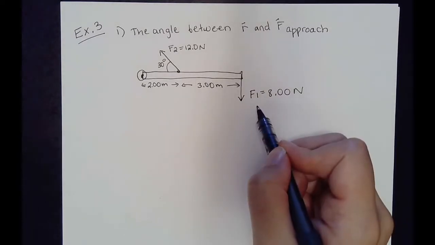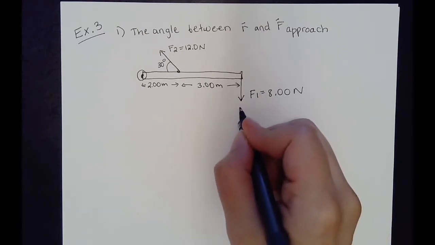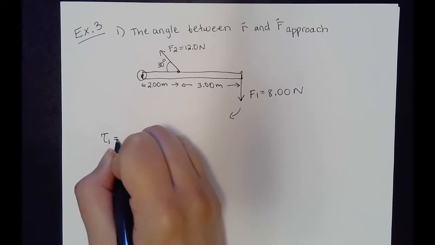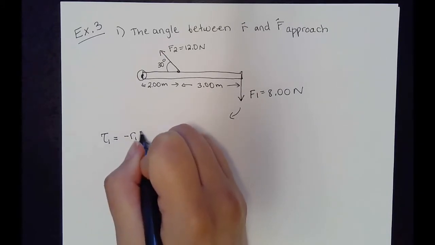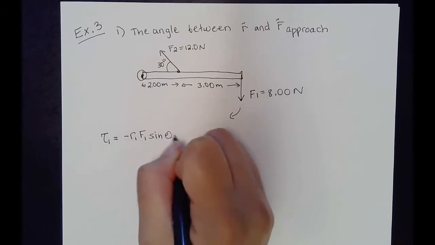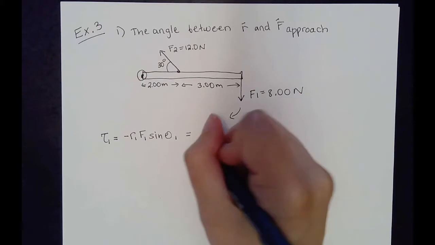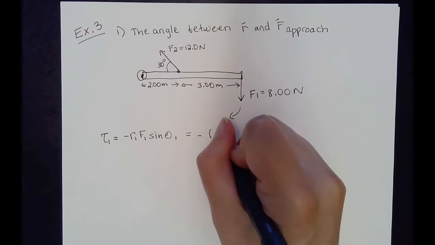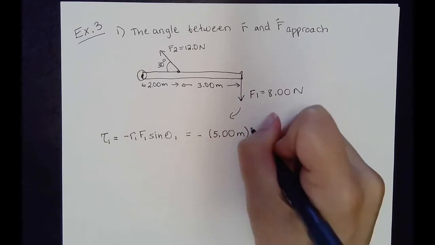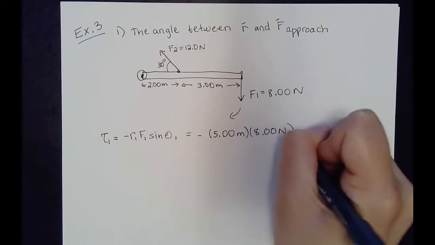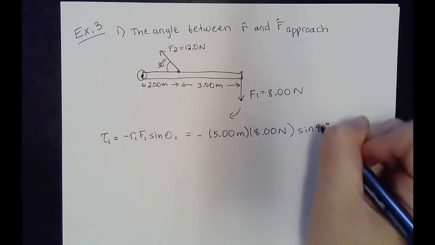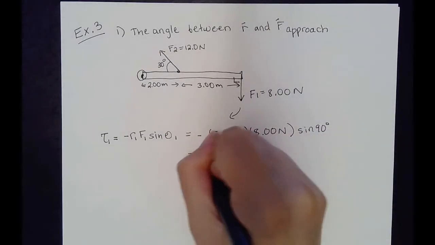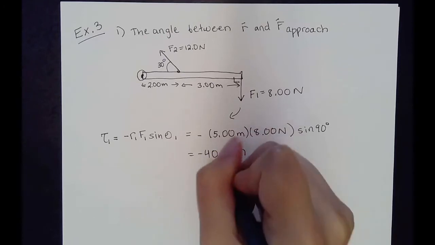So let's start with the torque exerted by F1. This is going to be in the clockwise direction, so that will be negative. So the torque due to F1 will be negative R1 F1 sine theta 1. I'll label each of the variables. So that will be negative the total distance from the point of rotation, which is 5 meters, times 8 newtons, sine 90, since this force is perpendicular to that axis of rotation. And this gives negative 40 Newton meters.